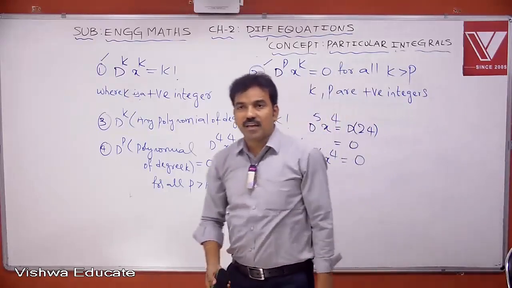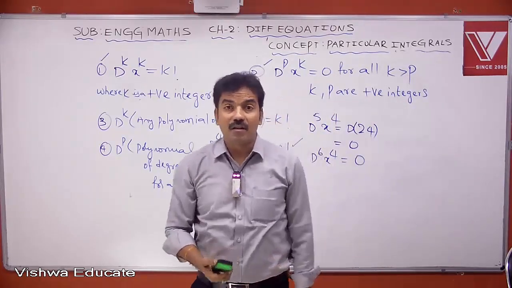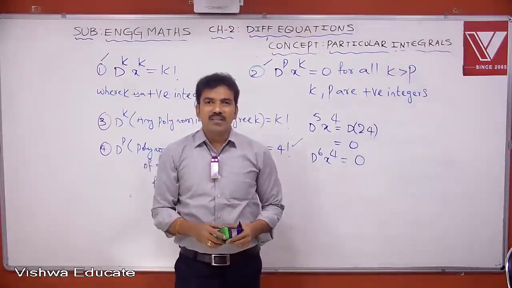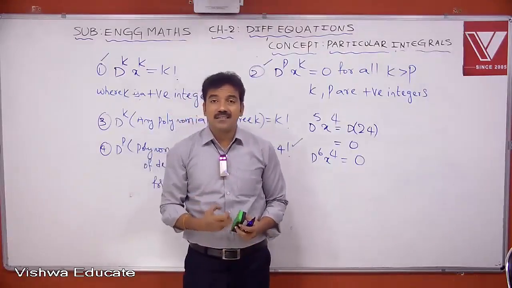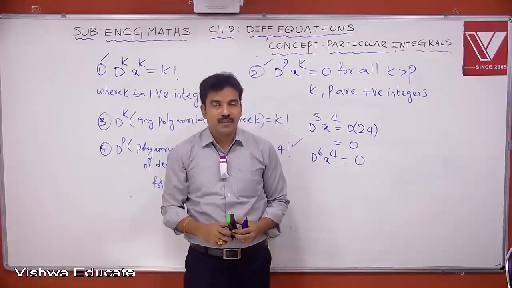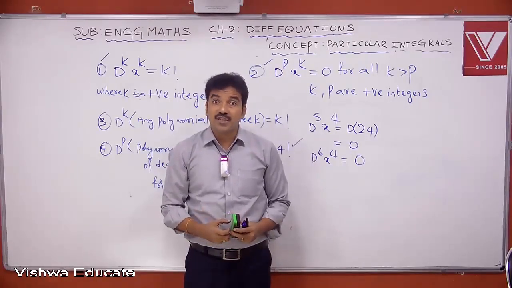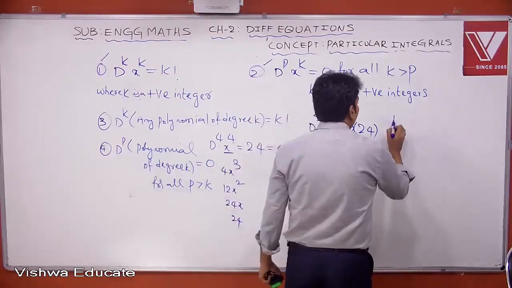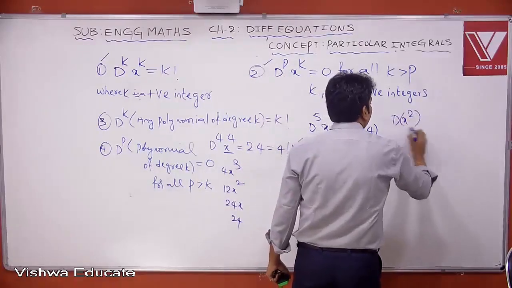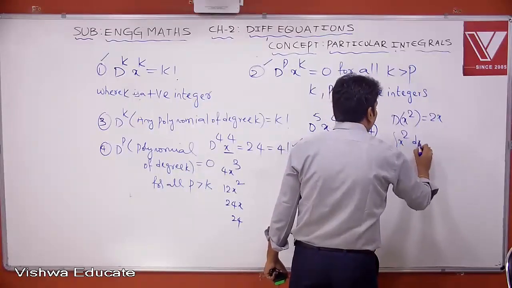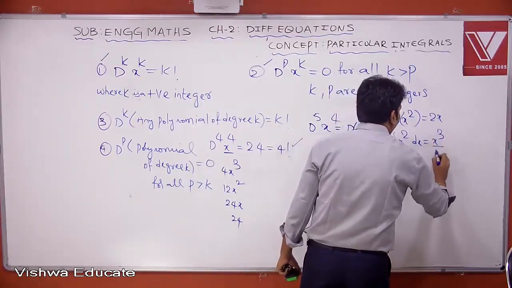Now let us discuss case 6, that is finding particular integrals for polynomial expressions. Before discussing that, let us guess the result of particular integrals of polynomial expressions. Suppose when you differentiate x square, the result is 2x. When you integrate x square dx, the result is x cube by 3.